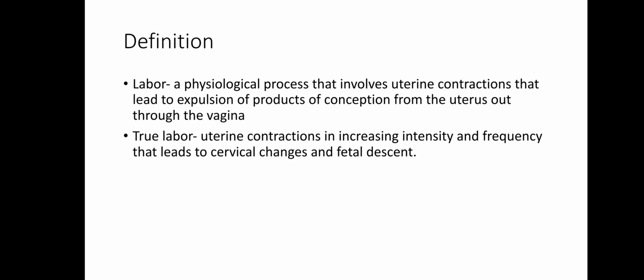So there is false labor and true labor. What makes it true labor is when the uterine contractions increase in intensity and frequency, and importantly, lead to cervical changes, which means the dilatation and shortening of the cervix, and fetal descent. So true labor is only when the cervix changes because of the pains and the fetus is constantly descending through the pelvic cavity into and out of the vagina.